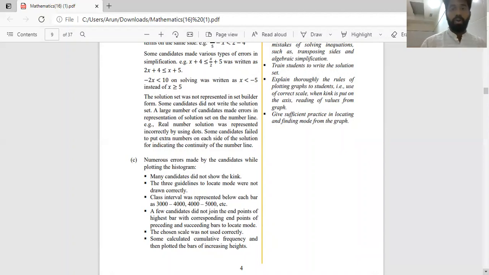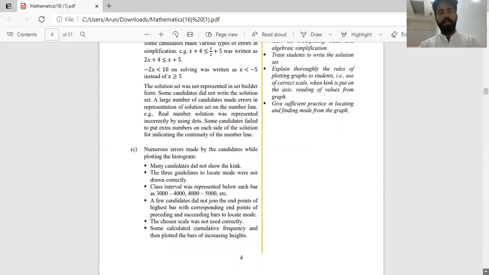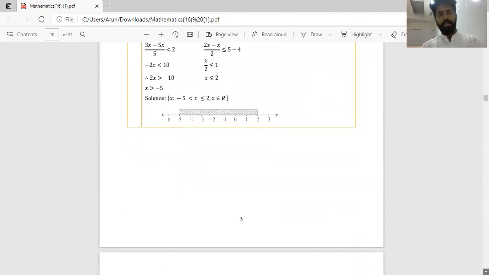You need to know how to draw an ogive. You need to know how to draw a histogram, when to use frequency, when to use cumulative frequency. All these things you have to thoroughly practice. And then once you know how to draw a histogram, you need to also practice how to join the endpoints of the highest bar to the corresponding endpoints of the adjacent bars, and then calculate the mode. You will need sufficient practice for that too. Then moving on to the next one.